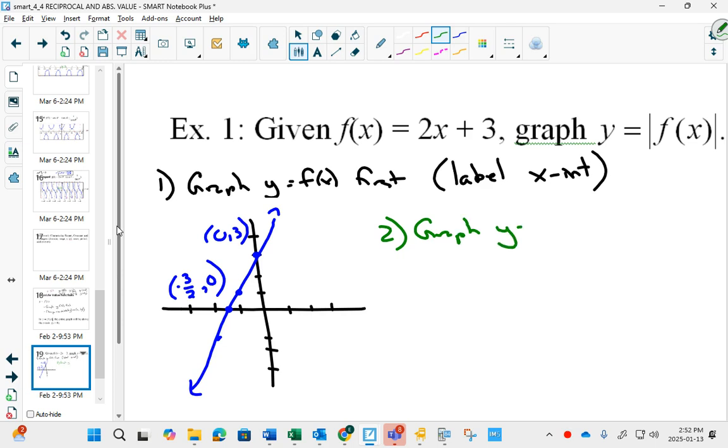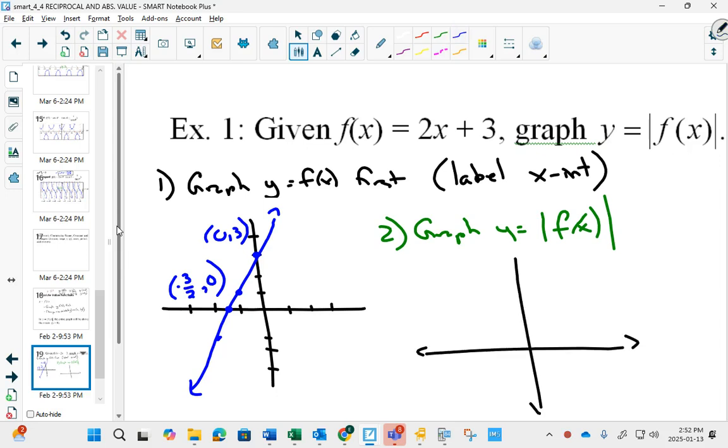We can now graph y equals the absolute value of f of x, by just taking some nice points. Does it make sense that the point 0, 3 will change to 0, absolute value of 3, which is 0, 3? It stays the same. In fact, our x-intercept negative 3 over 2, 0, when you take the absolute value of 0, it would stay the same. I hope it makes sense to you that this section of your graph, where the y values were already positive, will stay positive and be identical to what it was before.